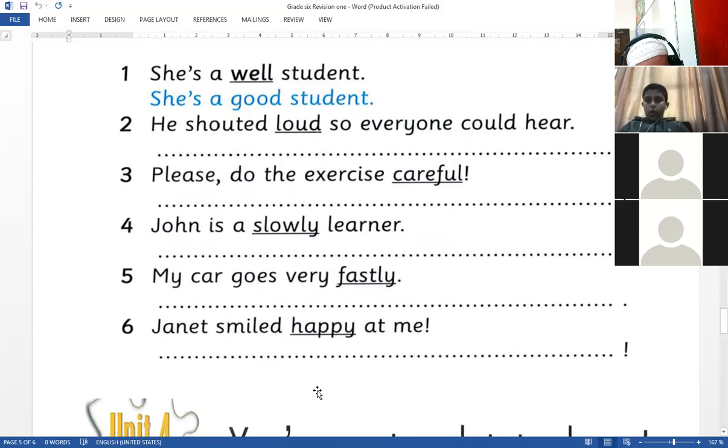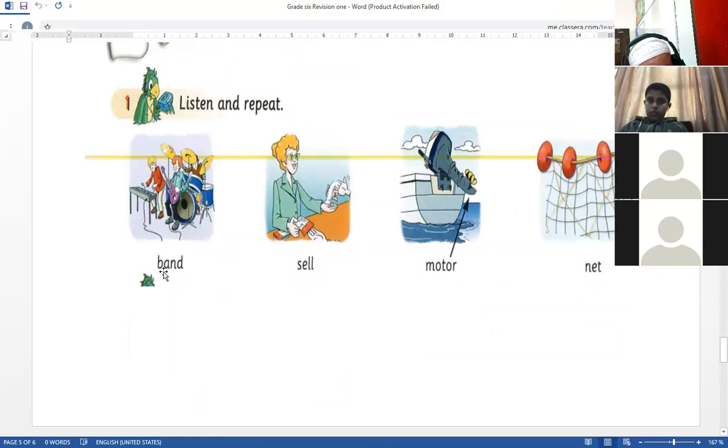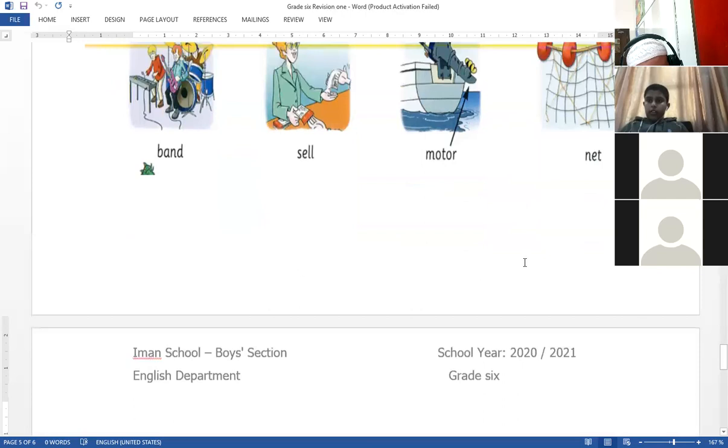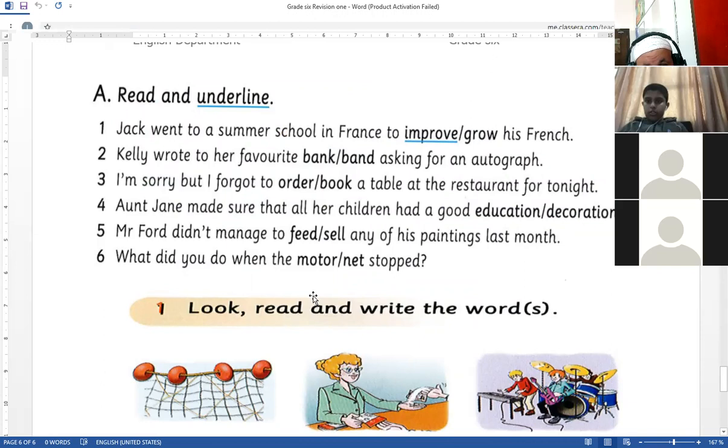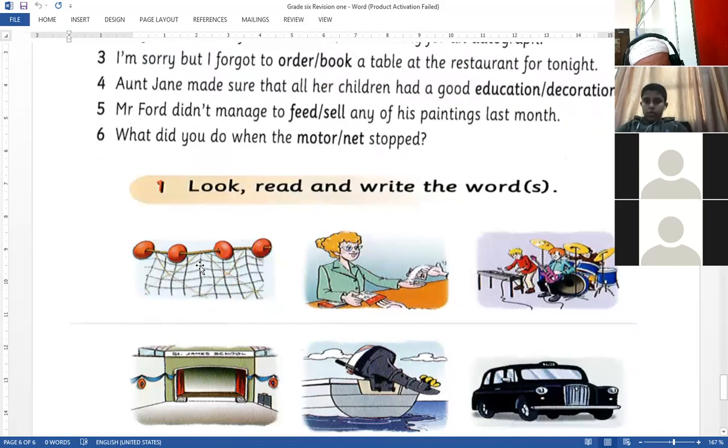And then we took unit 4 words. Read them again, Abdulrahman Shawqi. Band, cell, motor, net. And we took these sentences. These sentences are very important, my dear students. You must study them very well, okay? Improve, band, order, book, education, decoration, feed, sell, motor, net. What is this, Abdulrahman? Net.